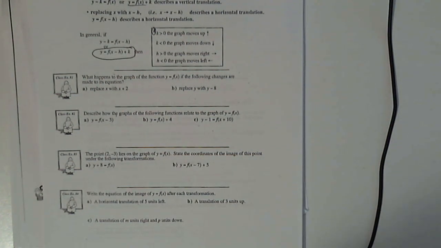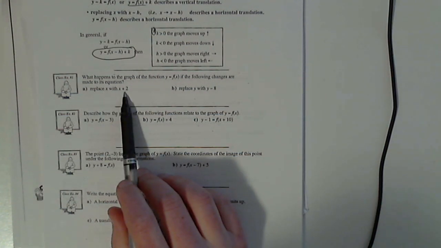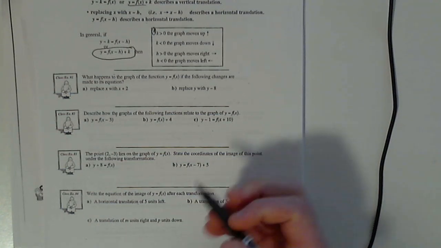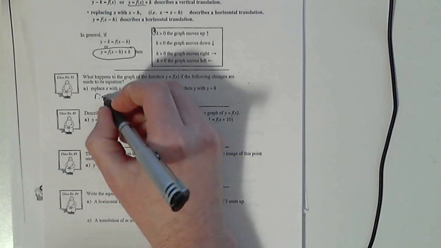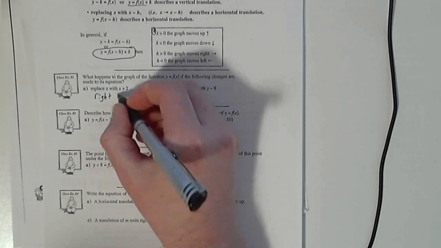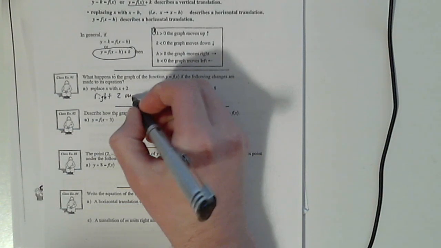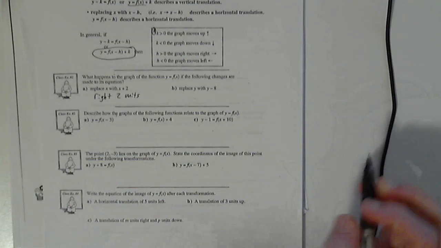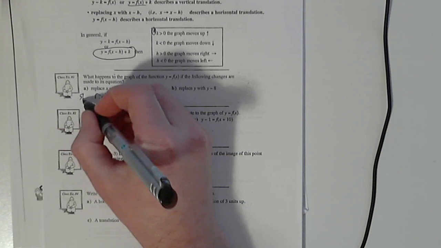What happens to the graph of the function y equals f of x if the following changes are made to its equation? Replace x with x plus 2. So that's on the inside, so that's right 2 units. A shift.